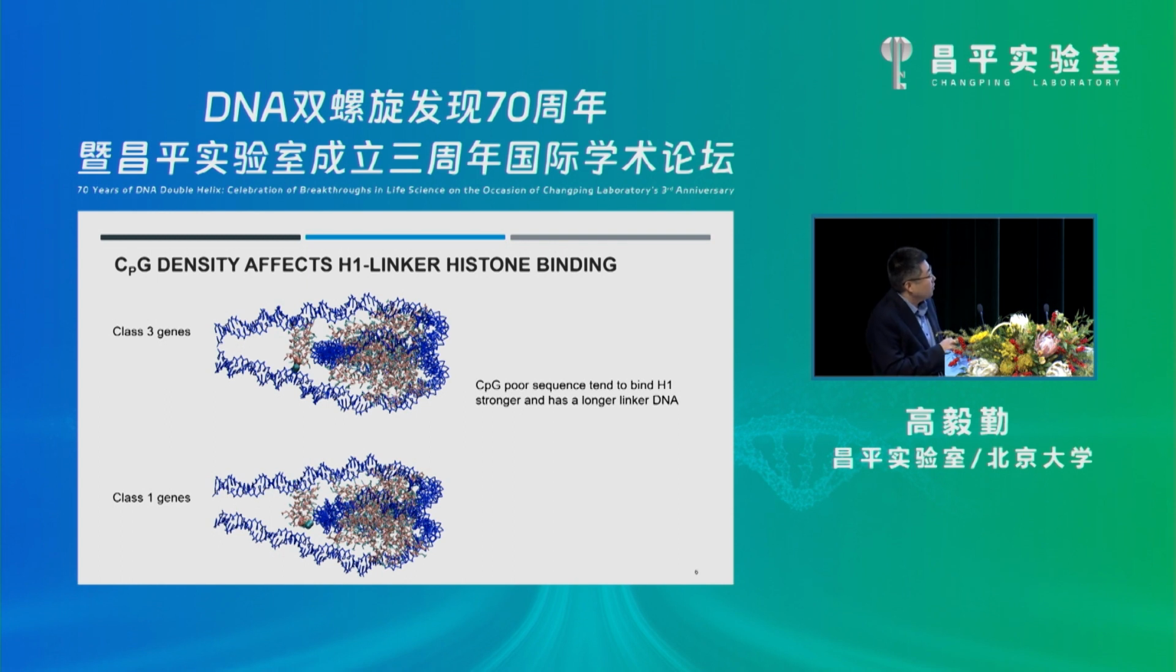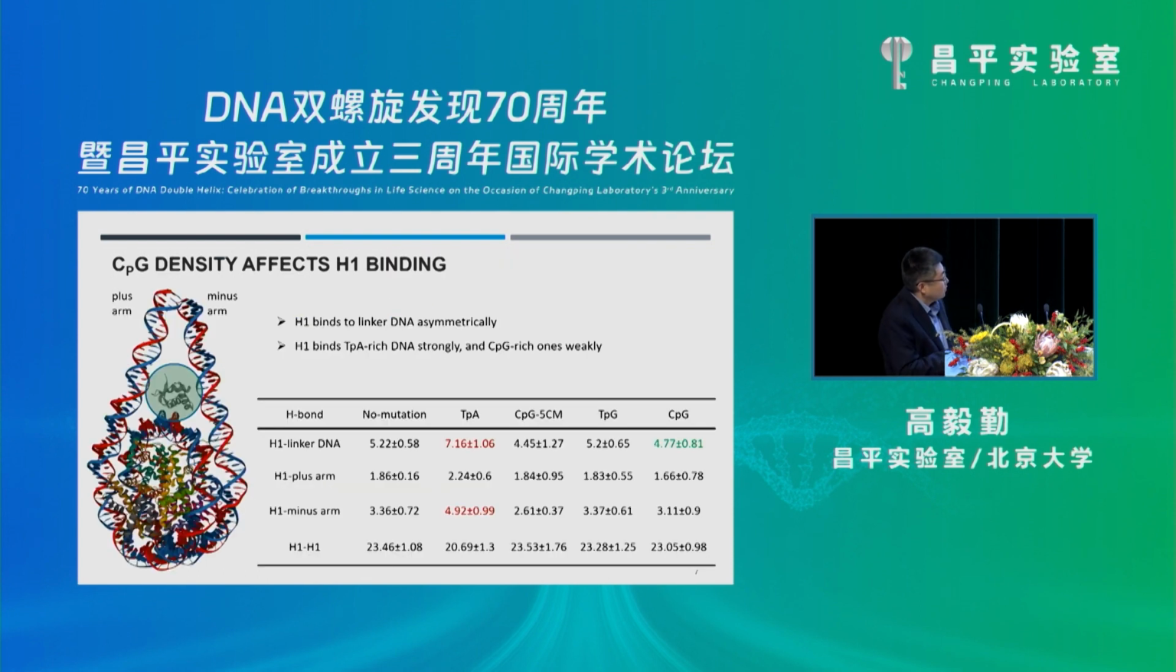One question is, why? It looks like euchromatin even has a higher density of nucleosomes. So if you look at the structure and analyze it, one finds that the class 3 genes actually bind the H1 linker stronger, and the class 1 genes do not bind H1 histone linker strongly enough. In fact, one can analyze that if you have TpA-rich sequences, they tend to interact strongly with H1, but if you have CpG, then they interact relatively weakly with H1.